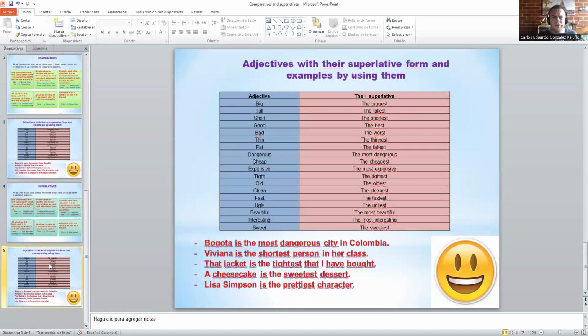The same table as the previous one, but in this case with superlatives. The biggest, the tallest, the highest, the tightest, the farthest, the closest, the fattest, the thinnest. Bogota is the most dangerous city in Colombia. Vivian is the shortest person in her class. This is general information, as we said in previous classes.